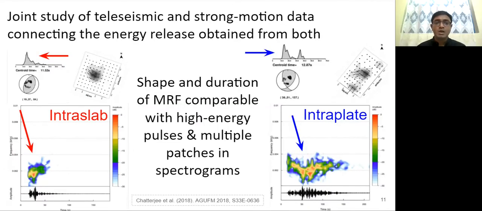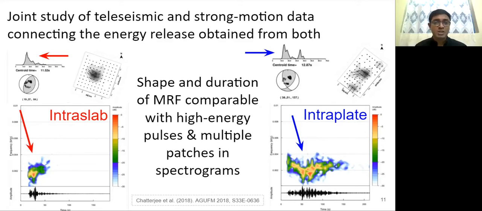In the next stage, Chatterjee, Natarajan, and Rajendran in 2018 used teleseismic and strong motion data in combination. They used the Kikuchi-Kanamori teleseismic body wave inversion program to determine the faulting mechanism, slip distribution, and moment rate function. They also generated the spectrograms of low-frequency IMFs decomposed from the strong motion recordings, which complemented the moment rate function.